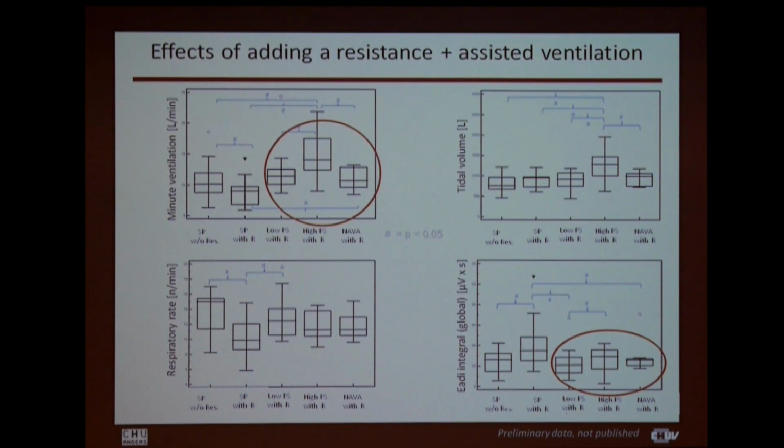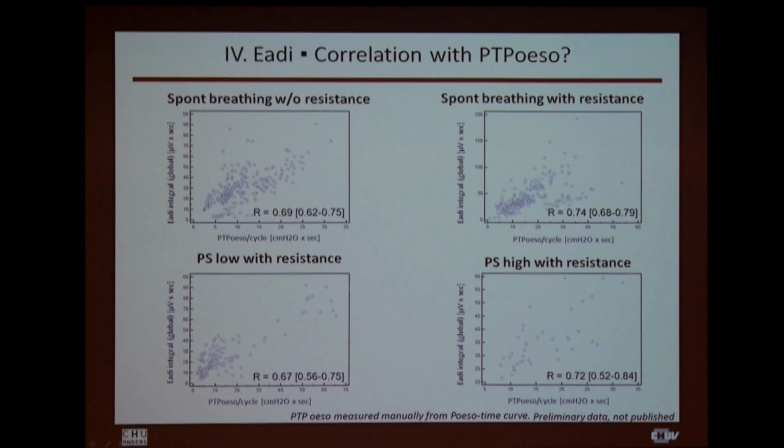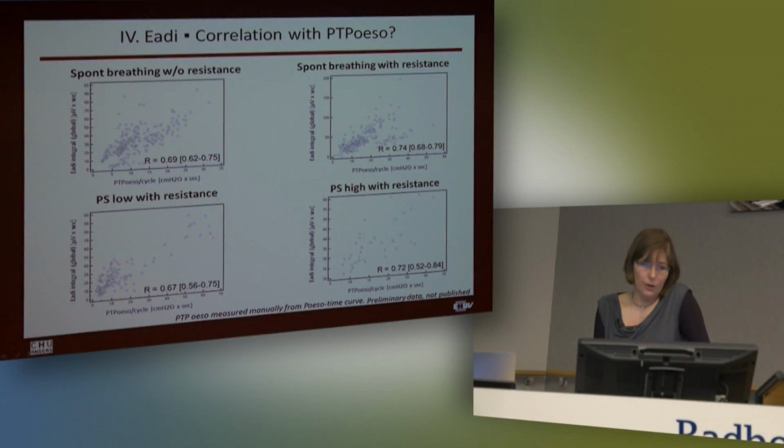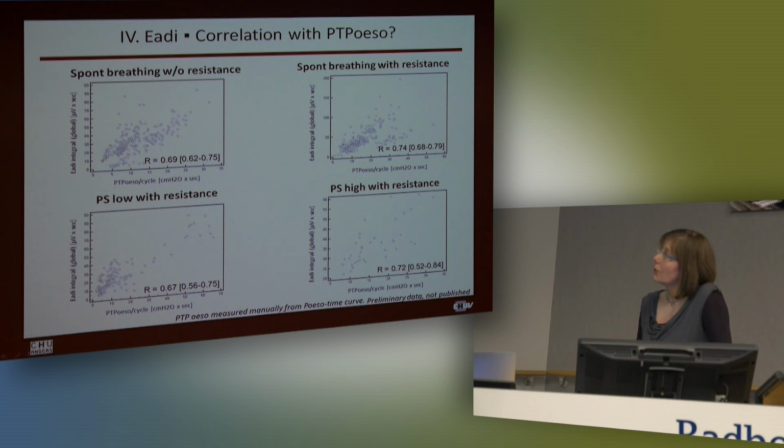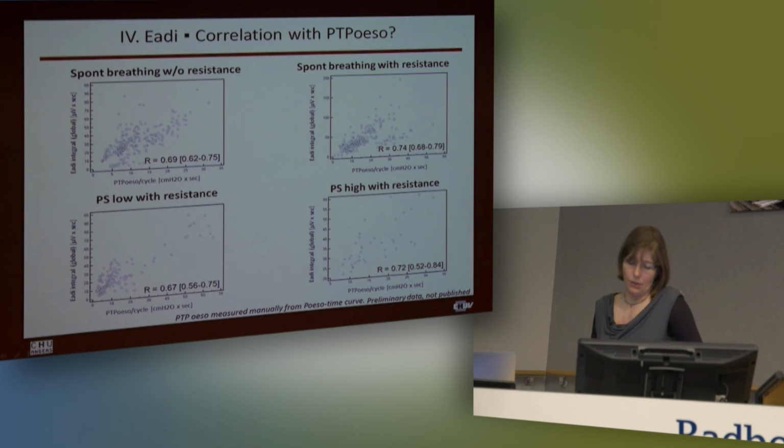The fifth question was the correlation between EADI and PTP ISO on a breath-by-breath basis. And you can see here that for different conditions, namely spontaneous breathing without resistance, spontaneous breathing with resistance, and pressure support ventilation, there was a relatively good relationship between PTP ISO, which represents the effort performed for breathing, and EADI integral.